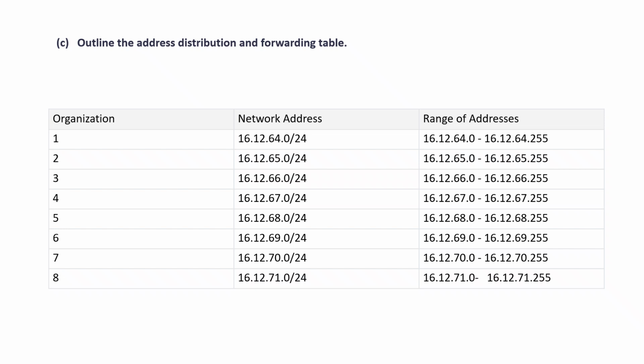Like that, the last organization, that is the 8th organization, is 16.12.71.0/24. This is the network address, and the range in this network starts at 16.12.71.0 and the ending address is 16.12.71.255. These are the 8 organizations' available addresses.